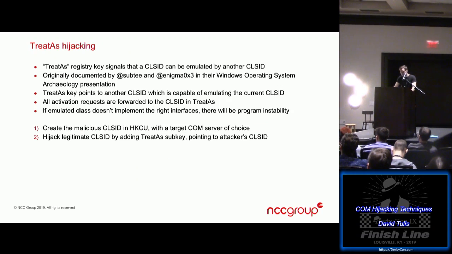Another alternative is the abuse of COM's TreatAs emulation feature. So a TreatAs key means that a class can be emulated by another class. So all activation requests sent to the original class get forwarded to the class ID specified in the TreatAs registry key. This just means that if we want to do a hijack, we need to create a new class ID with a GUID pointing to whatever COM server that we want, and then we add a TreatAs key to the class ID that we want to hijack. You point that to the class ID you created, and then whenever that object is activated, you've hijacked the object.